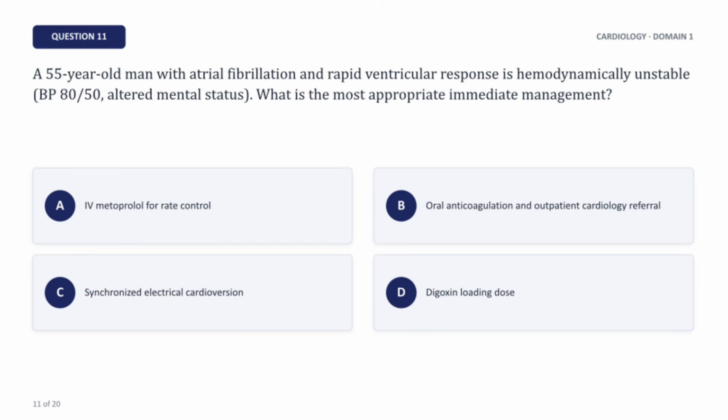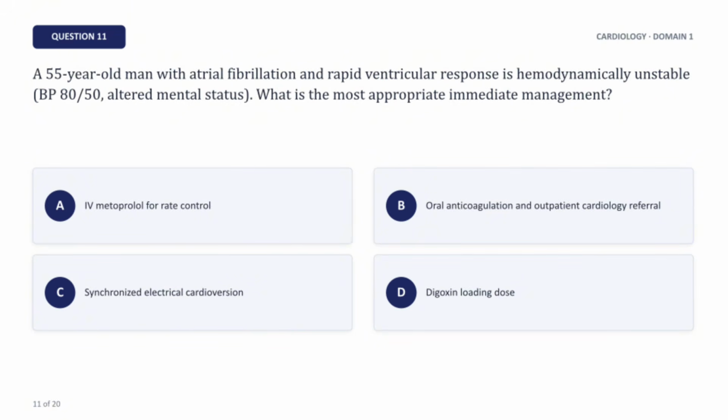Let's move on to the next question. Question number 11. A 55-year-old man with atrial fibrillation and rapid ventricular response is hemodynamically unstable, BP 80/50, altered mental status. What is the most appropriate immediate management?